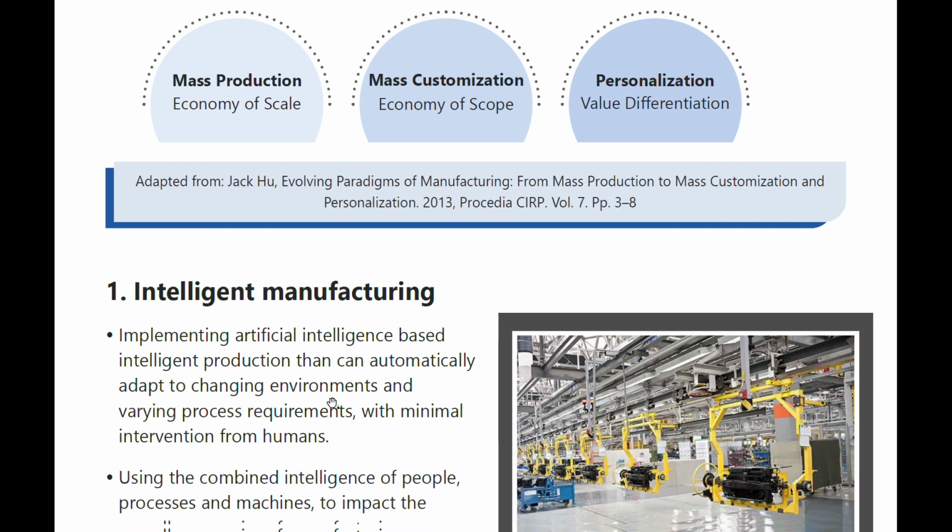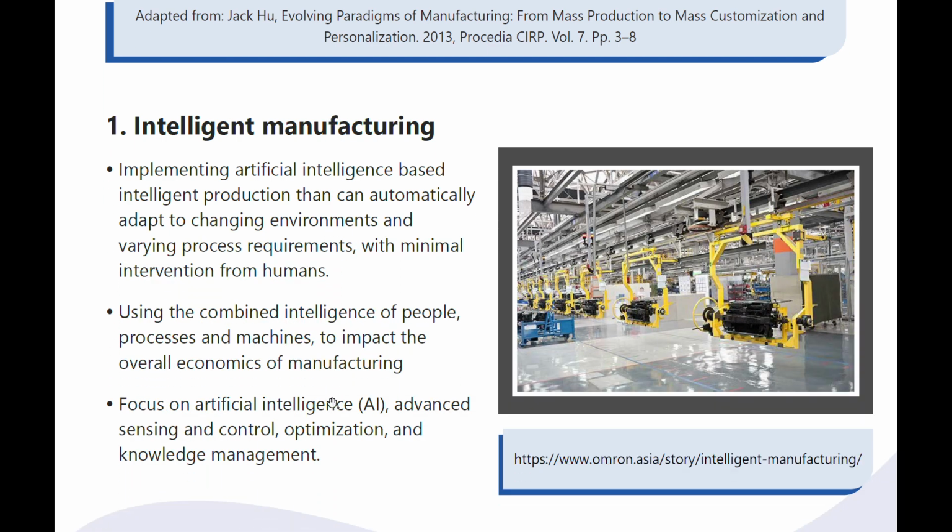So with that, intelligent manufacturing is also to implement intelligence based on the intelligence production that can automate and change environment with various process requirements, with minimum interaction from human beings. So less and less human beings are able to touch and sense, but more of the control piece of it. Of course, it combines with some intelligence of the people to process machines so that it impacts the overall economics of things. Overall, it tries to focus on some AI advancements of sensing, control, optimization, and knowledge management.